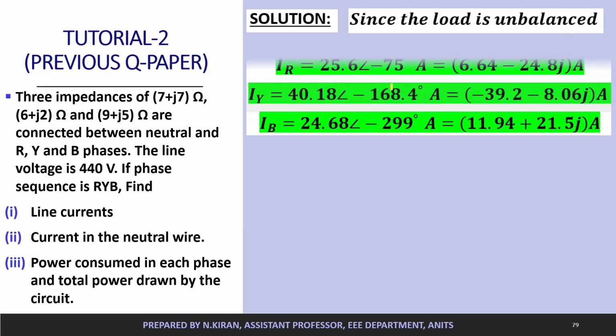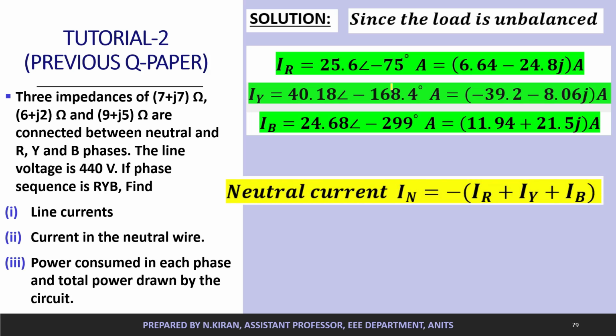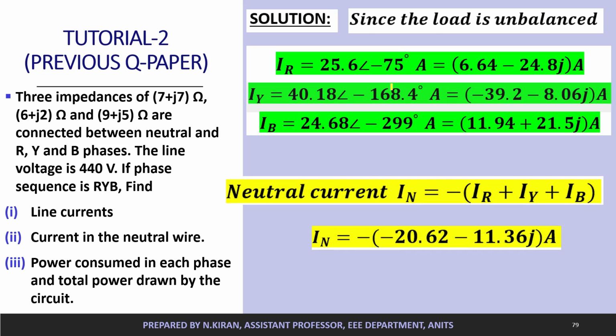Since the load is unbalanced, after finding the line currents IR, IY, IB, you know the formula: neutral current is equal to minus of the sum of all line currents. So on applying the formula, I get the neutral current to be 23.54 at an angle 28.85 amps.